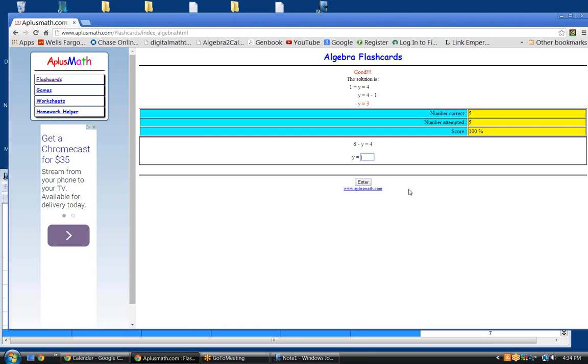Now do it the way I suggest. Move the y to the right and the 4 to the left. Alright. So plus y. Y equals 10. If you move the 4 to the left, you have to subtract it. Oh yeah. 2. Okay.